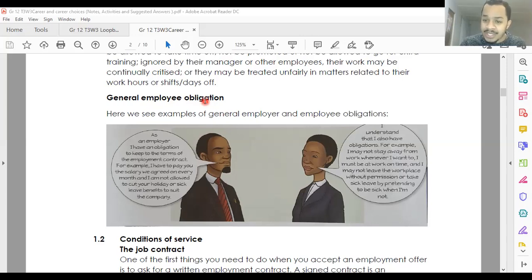Then the employee is saying, I understand that I also have obligations. For example, I may not stay away from work whenever I want to. I must be at work on time, and I may not leave the workplace without permission or take sick leave by pretending to be sick when I'm not. This is a beautiful example where there is trust and loyalty between the two parties.